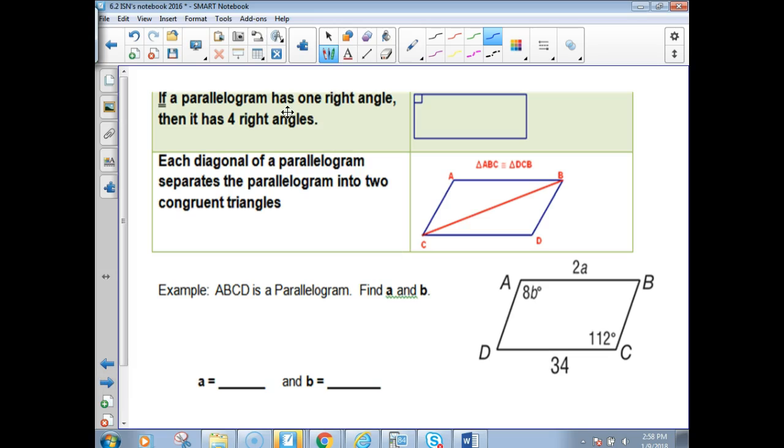Another one says if a parallelogram has one right angle, then it has four right angles. So if this is ABCD, then since angle A is a right angle, angle B is also 90 degrees, angle C is 90 degrees, and angle D is 90 degrees.